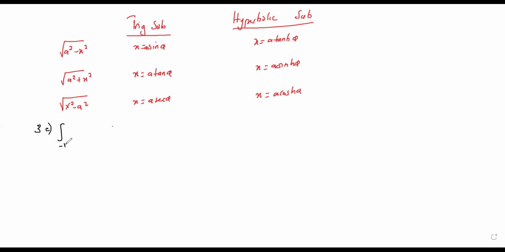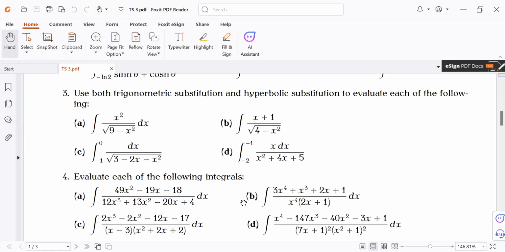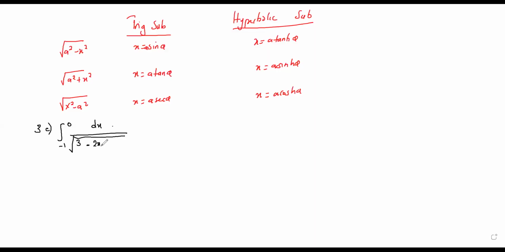The integral from -1 to 0, dx over the root of 3 minus 2x minus x squared. Three minus 2x minus x squared.